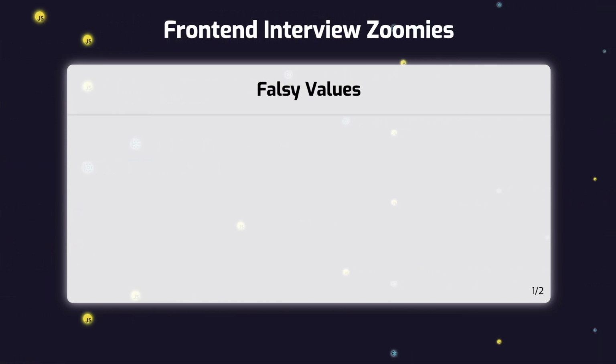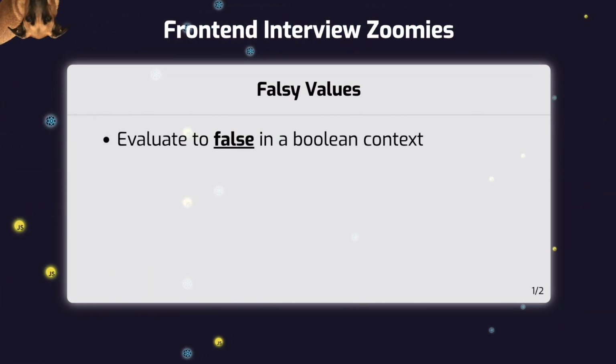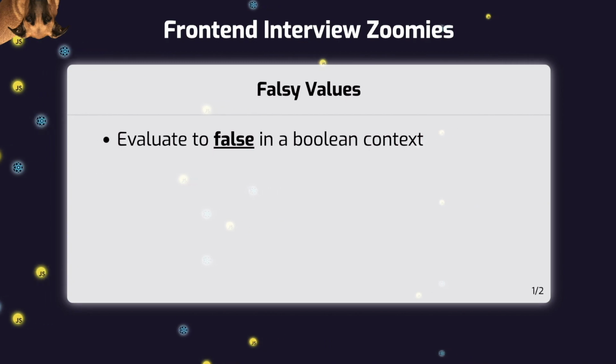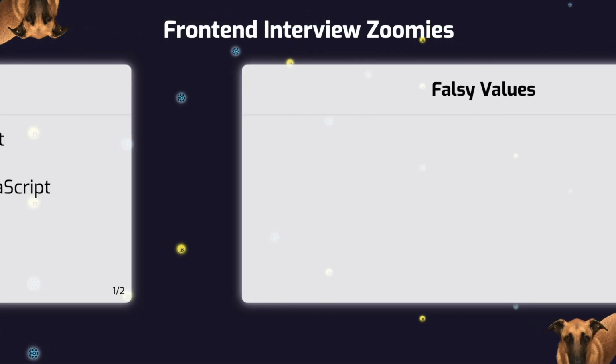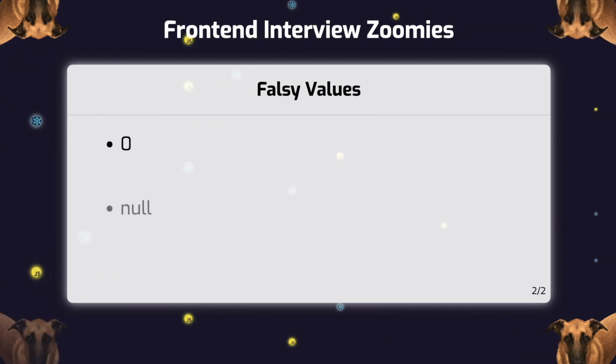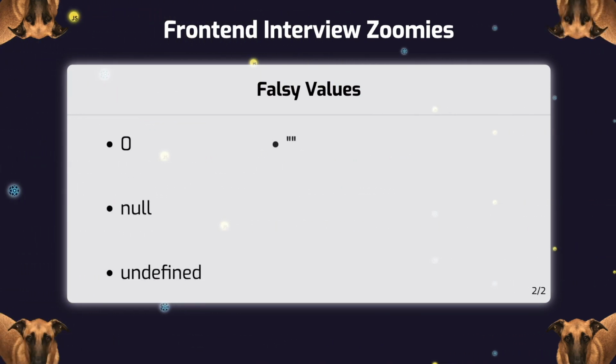So, what are they? Well, falsy values are values that will evaluate to false when used in a Boolean context, like when using a conditional statement. There are 6 falsy values, and they are 0, null, undefined, an empty string, NaN, and false.